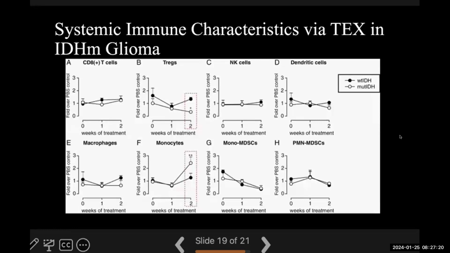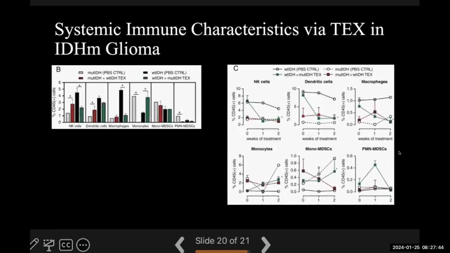So exosomes generated by IDH mutant cells again increased circulating monocytes and decreased regulatory T cells in tumor naive mice, and that's what we see in B and F over here, which are statistically significant. It's kind of just reiterating the data from the point before, and this is done right here in our nude mice again, looking at this time the influence of the exosome on the systemic immune characteristics.